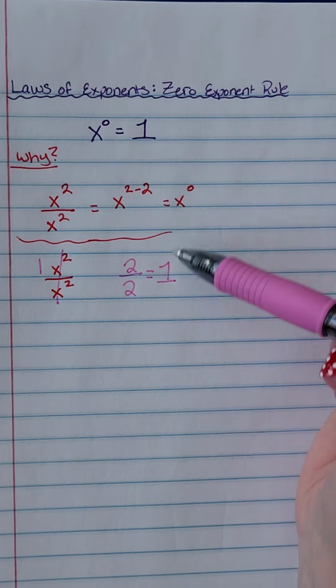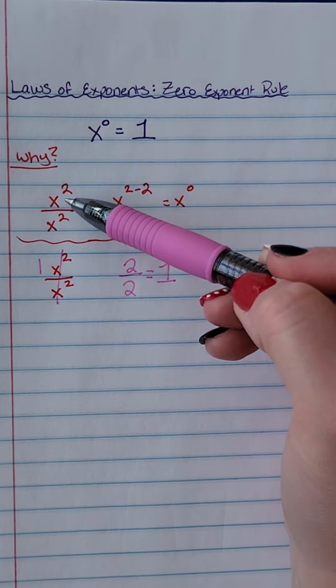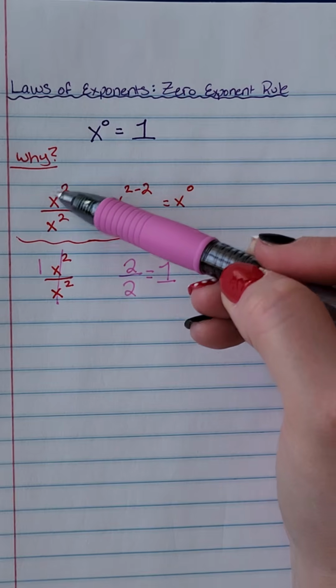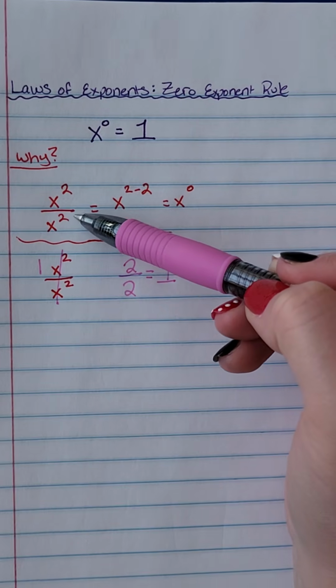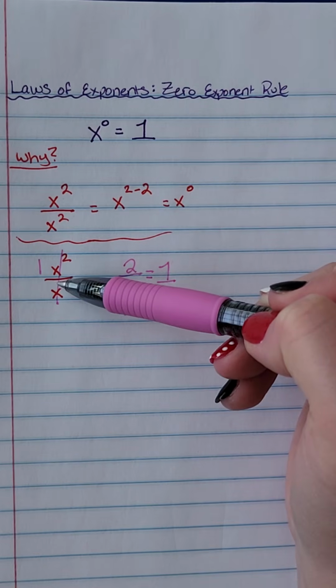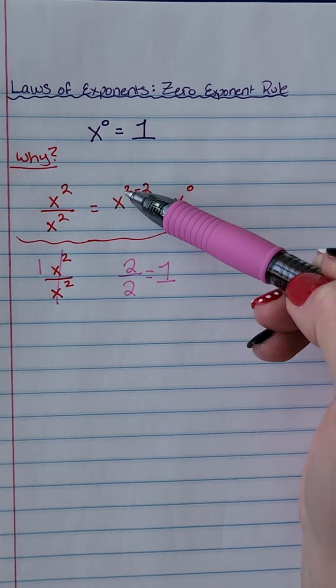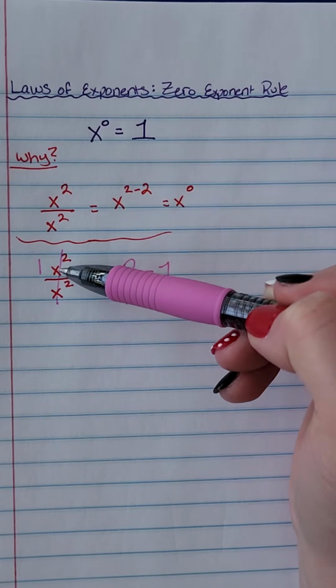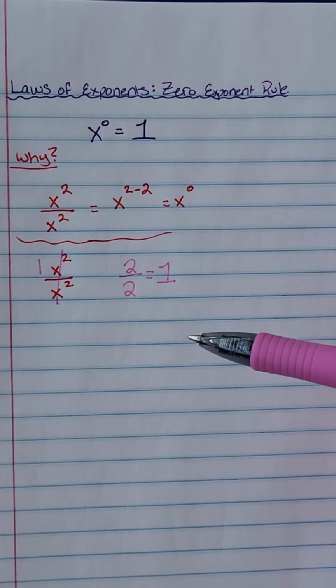So the reason we are left with a 1 for this is because what we actually have is a variable term divided by itself. And if you divide anything by itself, that's how they subtract and cancel. Anything divided by itself is going to be a 1.